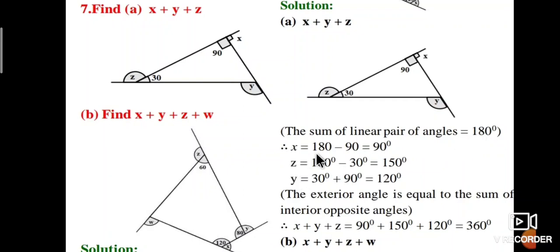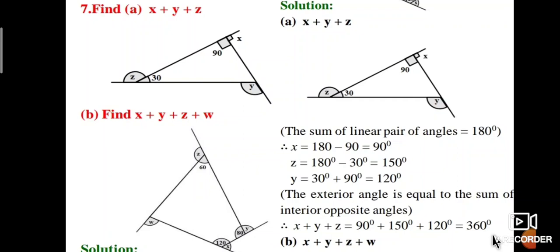According to this one, x is equal to 180 minus 90. z is equal to 180 minus 30, that is 150. y is equal to 30 plus 90, which is 120 degrees. Therefore the exterior angle is equal to the sum of the interior opposite angles. Therefore x plus y plus z is equal to 90 plus 150 plus 120, which is equal to 360 degrees.